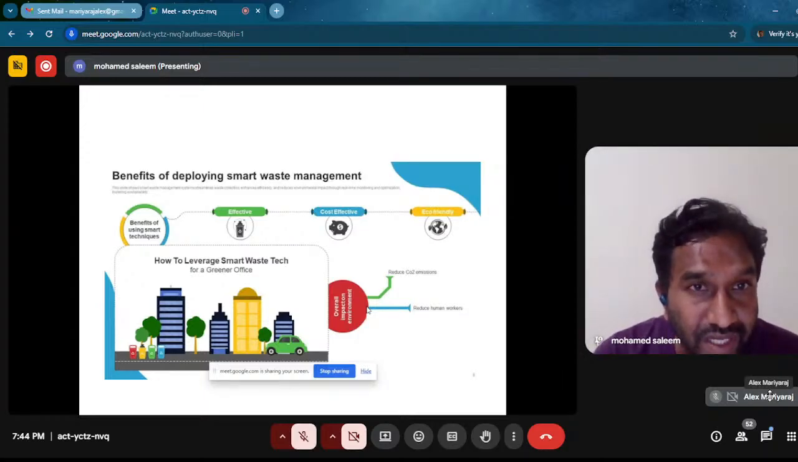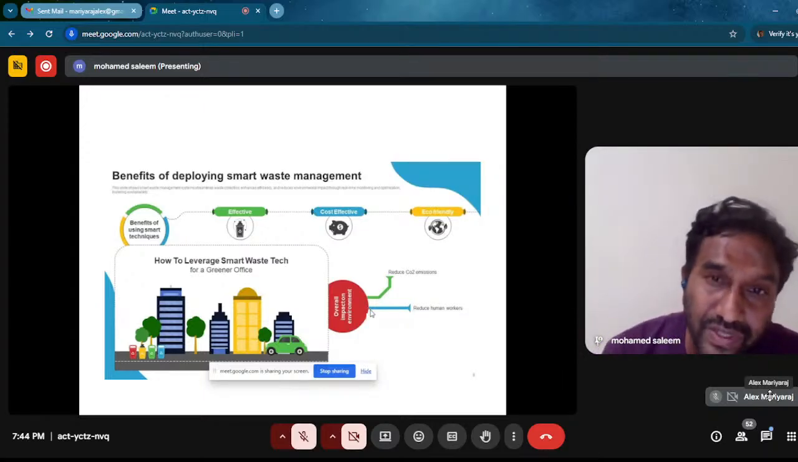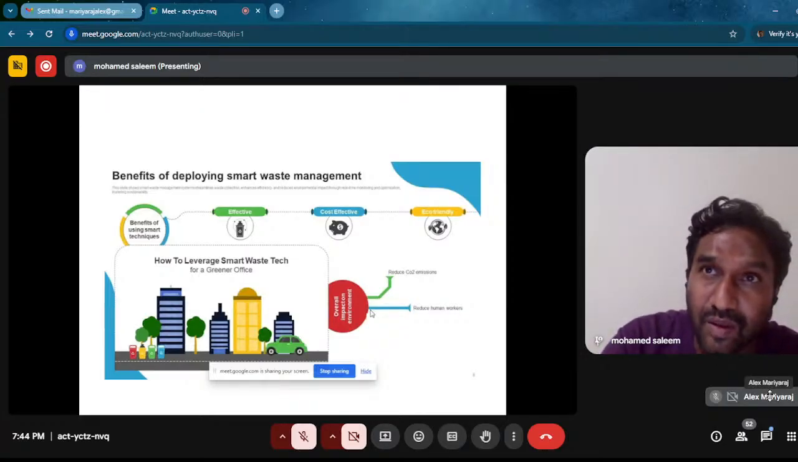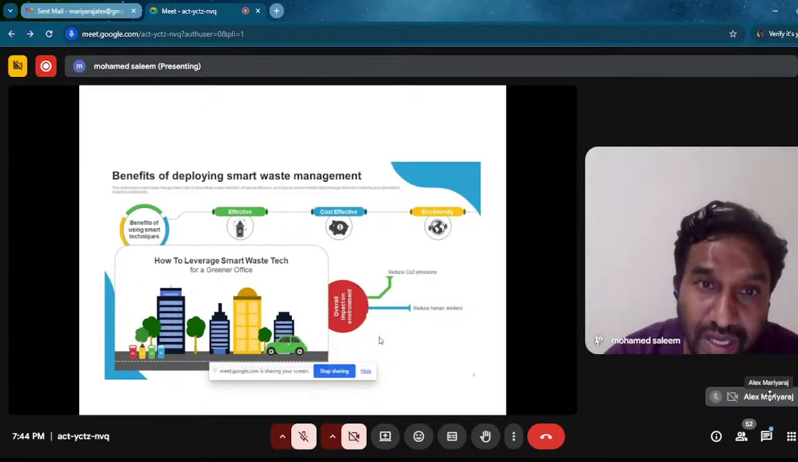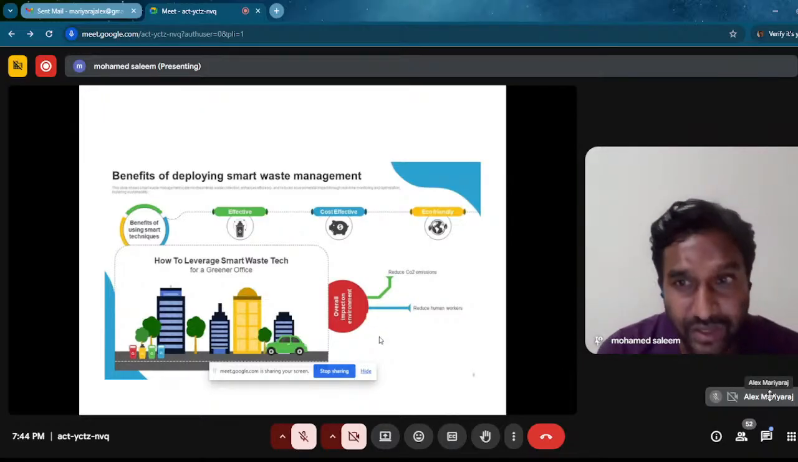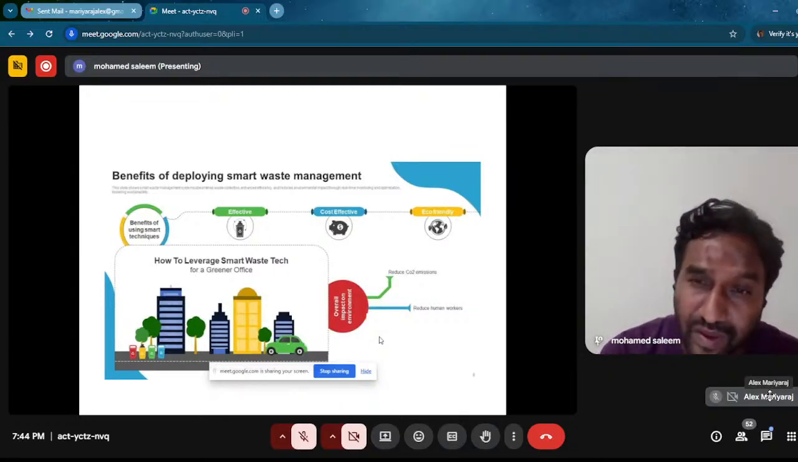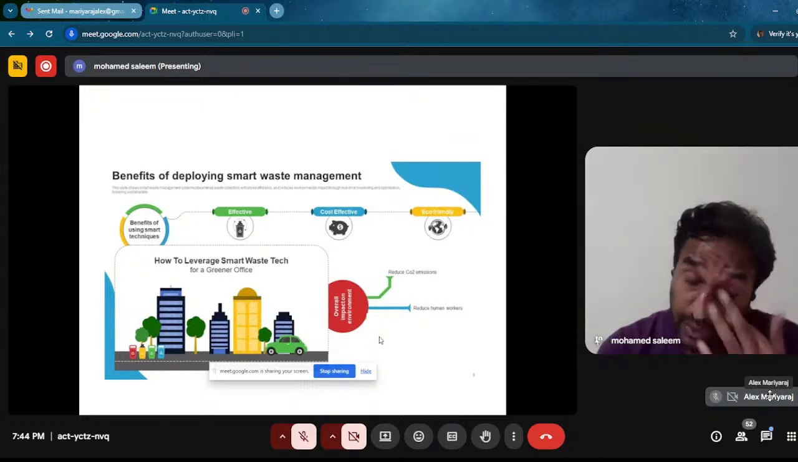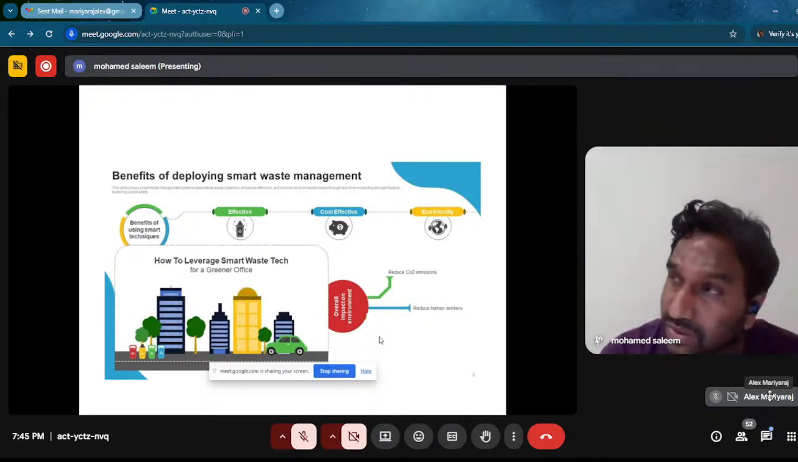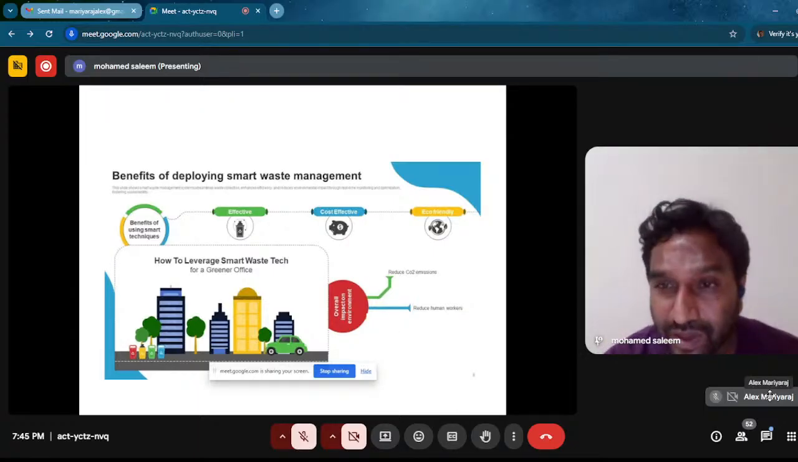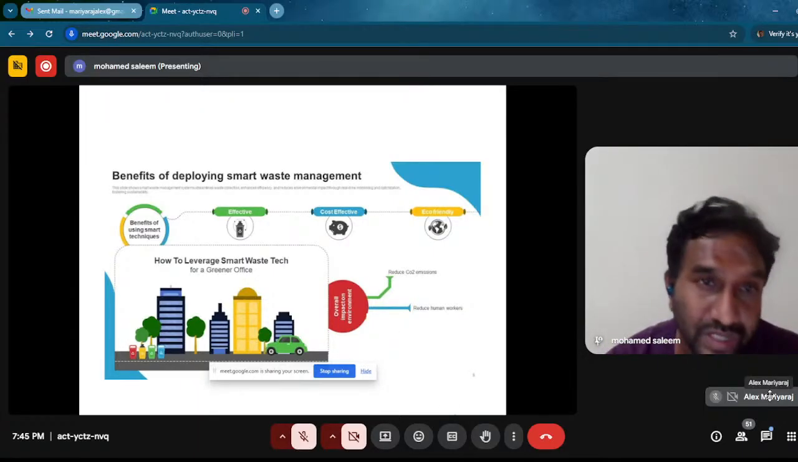Next we see the benefits of deploying. Usually the benefits are effectiveness at work, and also cost efficiency. You can manage the cost efficiently by implementing more smart bins, and it's also eco-friendly to the people, and it will help with climatic changes. It will reduce CO2 emissions, and sometimes the human manpower can also be reduced due to these smart technologies.